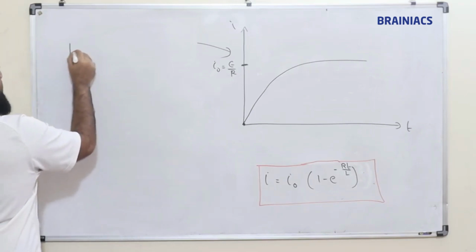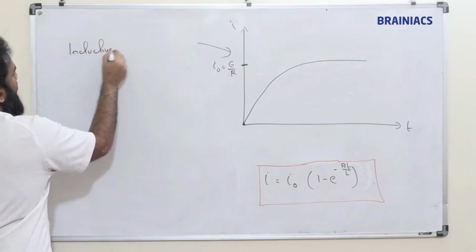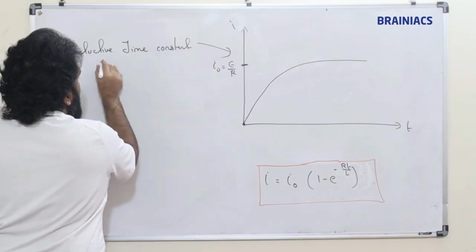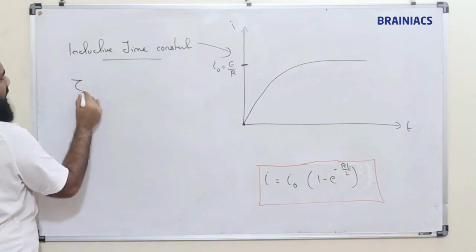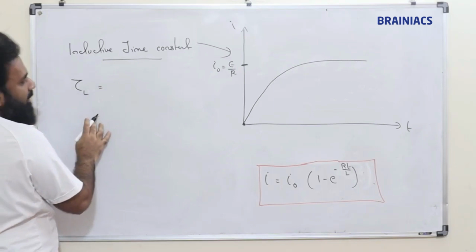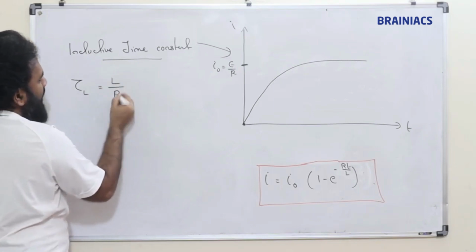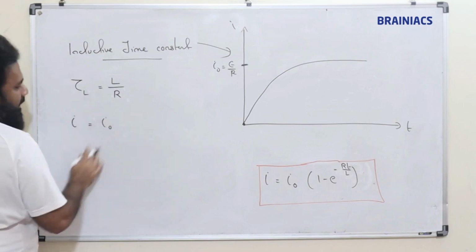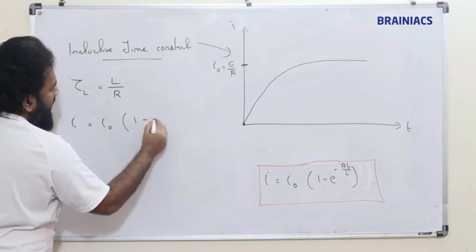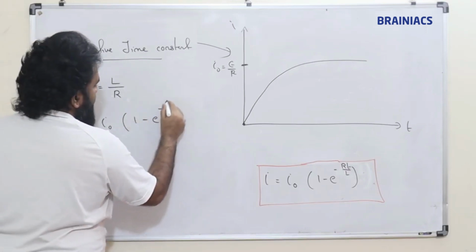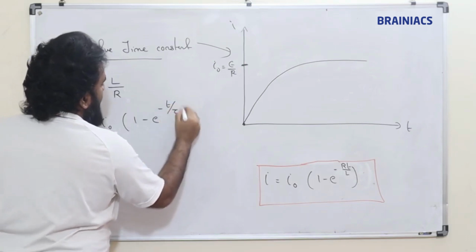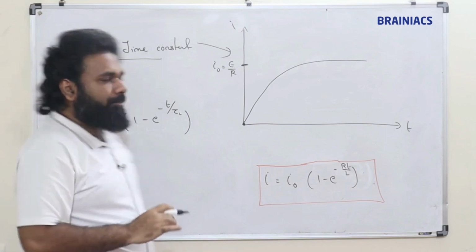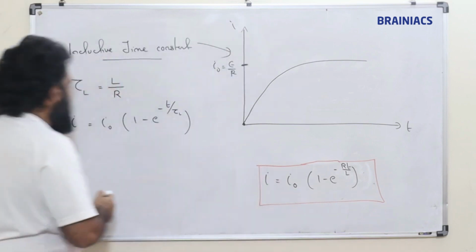Now there is something called the inductive time constant, which is called tau L. Its value is nothing but L by R. So if we substitute there, we can write I is equal to I naught into 1 minus e raised to minus t by tau L. So what is this inductive time constant?